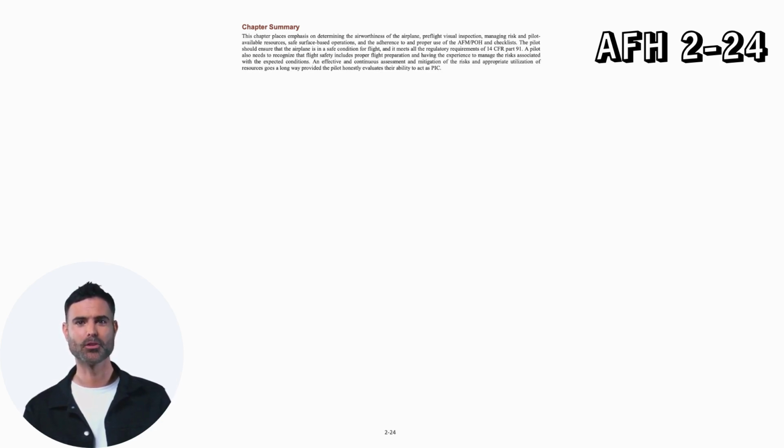A pilot also needs to recognize that flight safety includes proper flight preparation and having the experience to manage the risks associated with the expected conditions. An effective and continuous assessment and mitigation of the risks and appropriate utilization of resources goes a long way, provided the pilot honestly evaluates their ability to act as PIC.